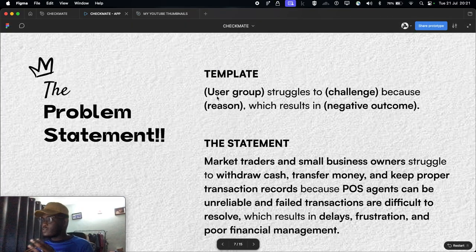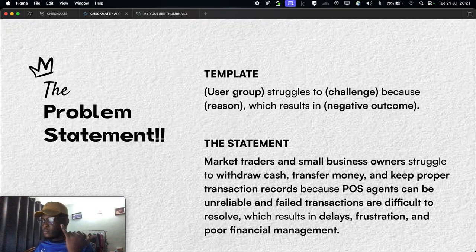So now we have started with user group, which is market traders and small business owners. Then we say market traders and small business owners struggle to what? What's their challenge? They struggle to withdraw, transfer, and keep transaction records. Because of what? The reason is what? Because POS agents can be unreliable and failed transactions are difficult to resolve, right? So that is the reason. And then what is now the negative outcome of this? It now results in delays, frustration, and poor financial management. This is how you create your problem statement.